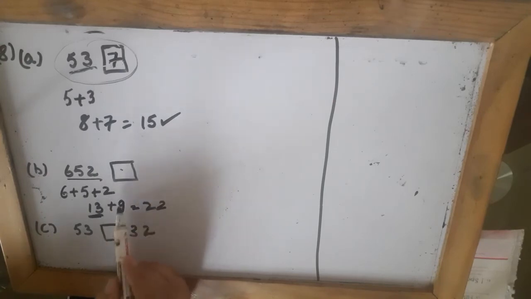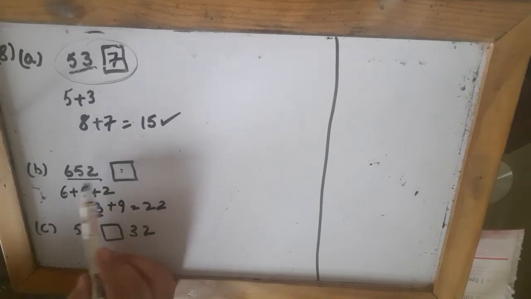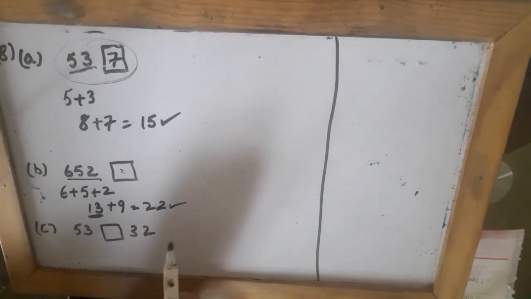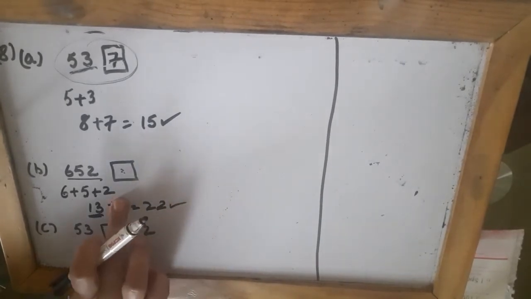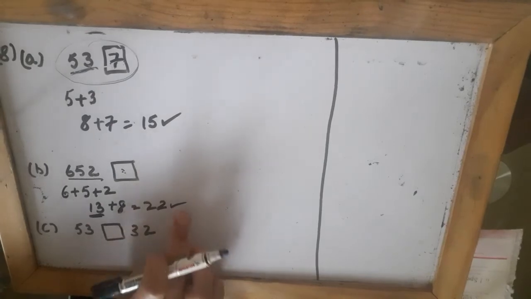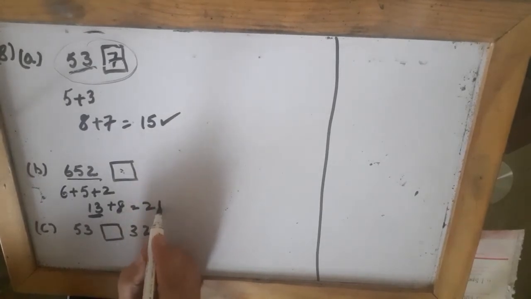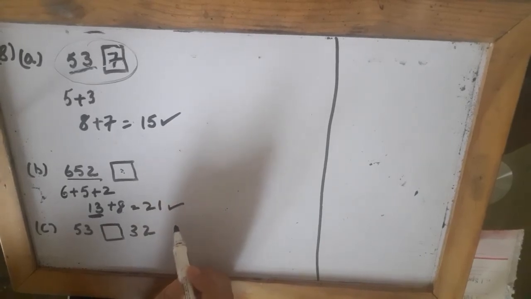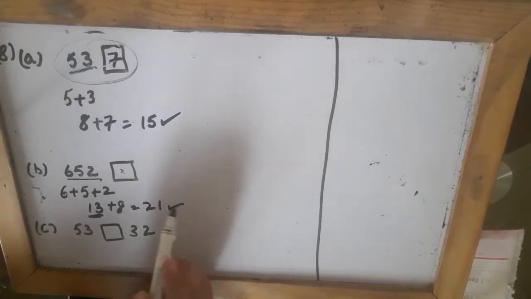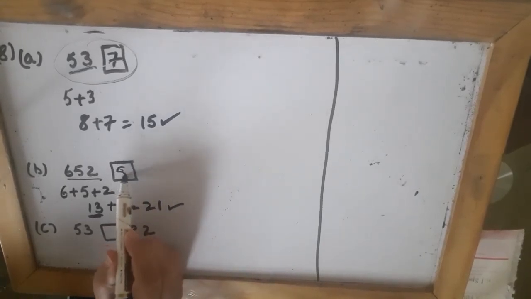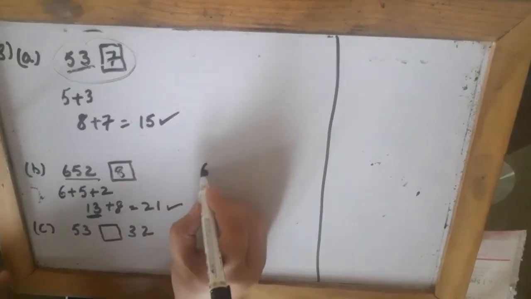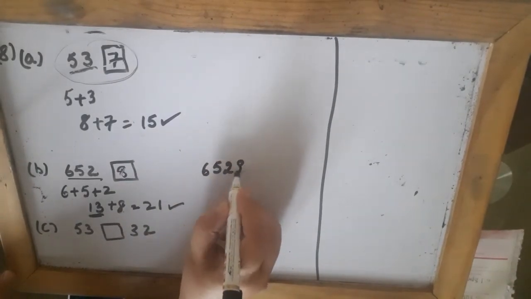22. So 22 will not be divisible by 3. If I add 9 over here, this sum will become 22, and 22 will not be divisible by 3. So it means I cannot take 9. So let me take 8 then. If I take 8, it will become 21. Is 21 divisible by 3? Yes, it is divisible by 3. So it means I can take 8 over here. So the number will become 6528.